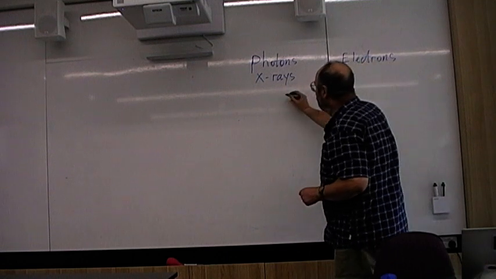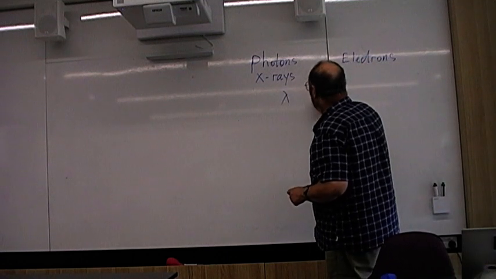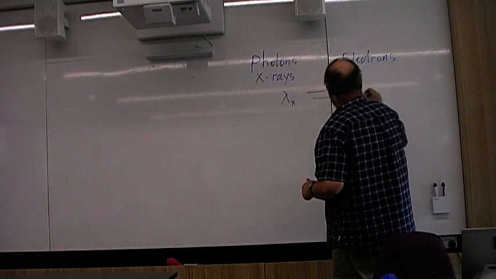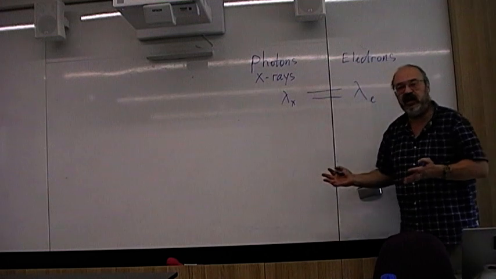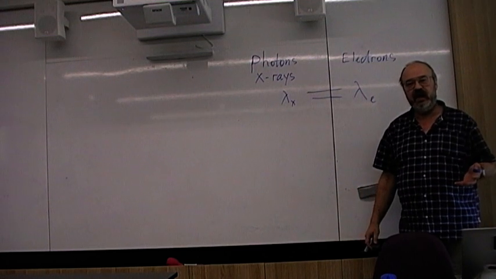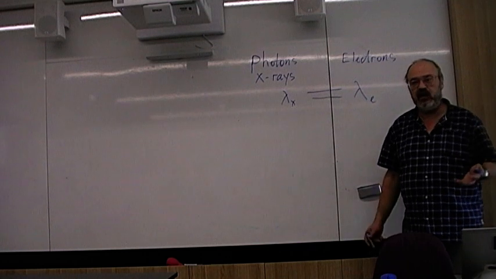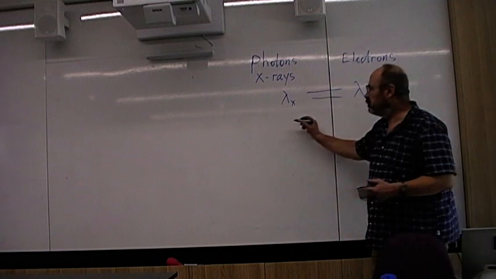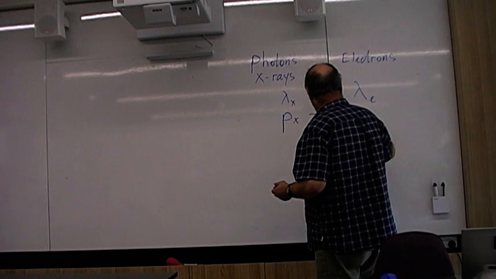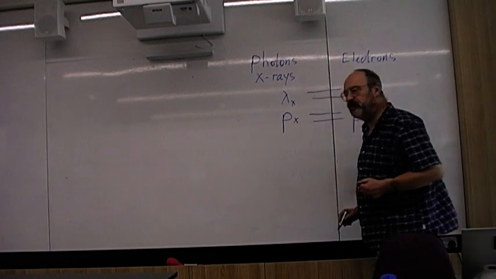And we found that the wavelength of X-rays equals the wavelength of electrons. That is necessary to have the same interference pattern. As they have the same wavelength, they will have the same momentum. So the momentum of photons of X-rays equals the momentum of electrons.